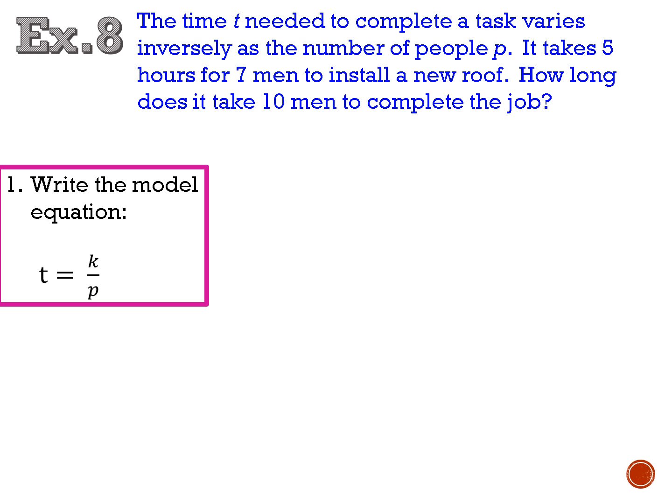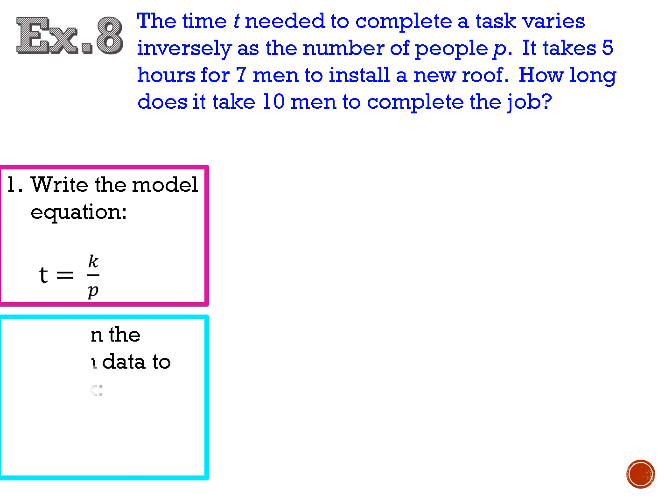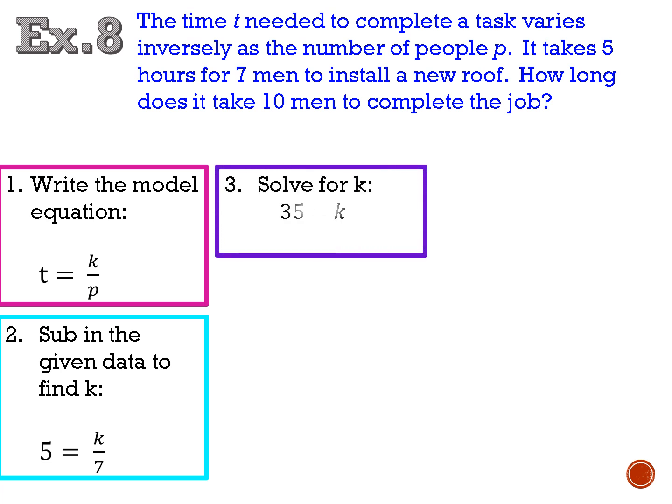Now we're going to go to the next sentence. It takes 5 hours for 7 men to install a new roof. So 5 is going to go in for time, because hours are time, and 7 men, those are people. So I'm going to plug in 5 and 7 to find k. 5 goes in for t, 7 goes in for p. Now, how do you undivide by 7? You multiply by 7. So you solve for k, and I get that k is 35.